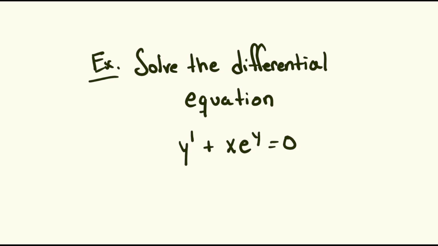We're looking at the equation y prime plus x times e to the y is equal to 0. And we're going to solve this in a few easy steps. There's going to be a little bit of a trick towards the end, however, to solve for y itself.